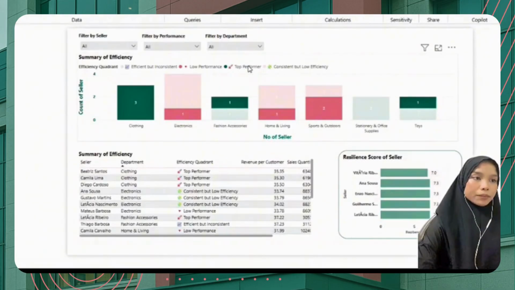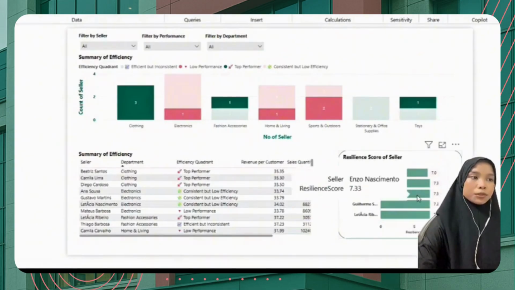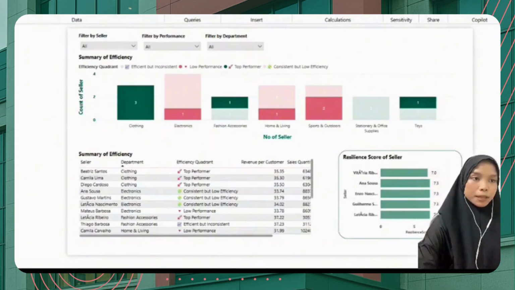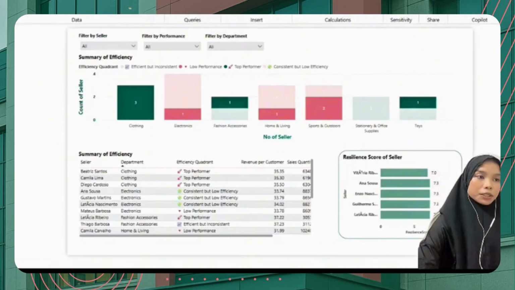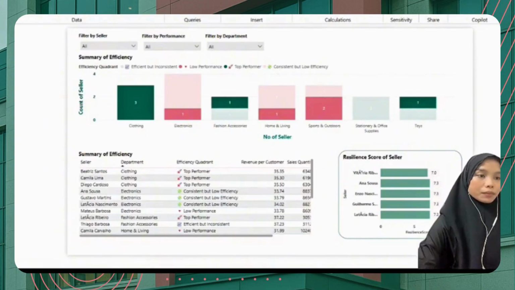Now on the bottom right, we have the resilience score chart, which works slightly differently. This visual displays the top 5 most resilient sellers based on the calculated score, where lower is better. The score is the average of their rank in revenue, goal consistency, and quantity sold. By keeping this section static and unaffected by the filters above, users always have a benchmark group to compare against. These are the individuals who consistently perform well even under difficult or fluctuating conditions.